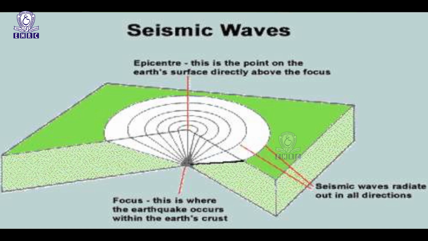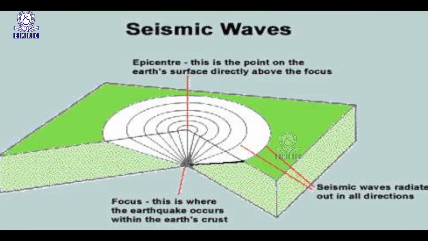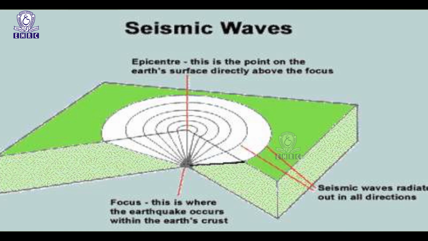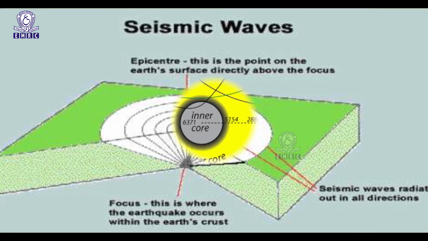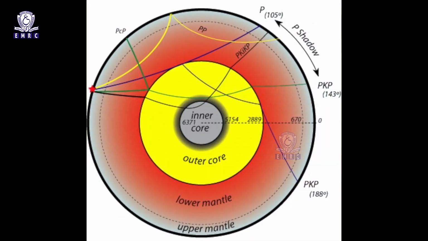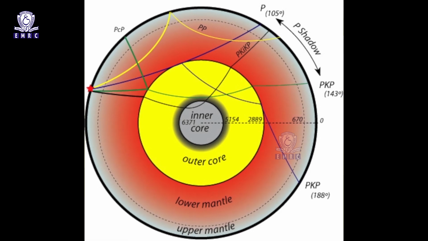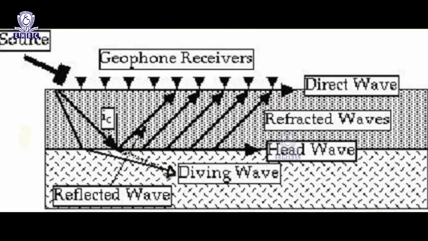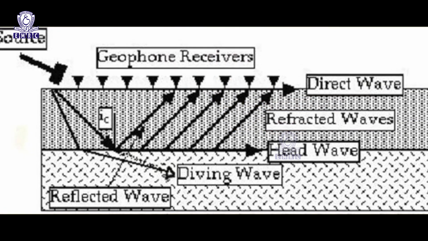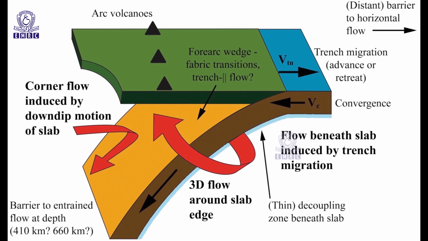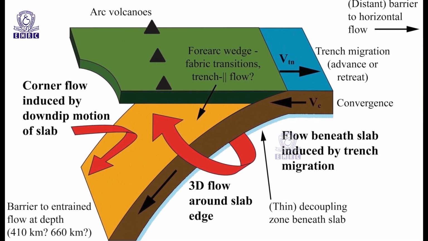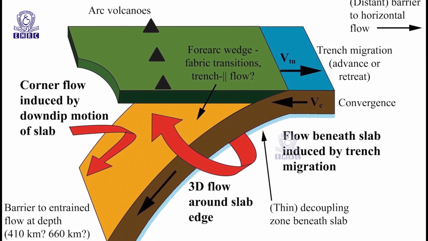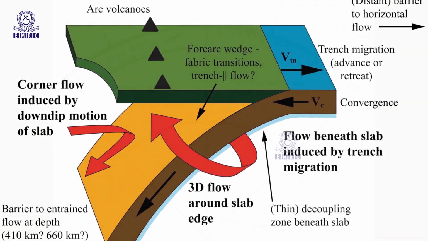Seismologists analyze the velocity of seismic waves as they pass through the earth in different directions. This technique provides images showing regions where seismic waves travel faster or slower than normal. Seismic tomography can be used to outline the pattern of flow in the mantle.